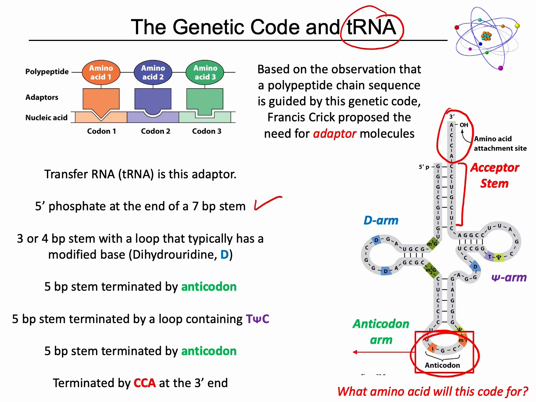The D arm shown here. So it is 4 base pairs with this big loop at the end. And it's called the D arm because of the presence of these 2 modified nucleic acids. The D stands for dihydrouridine.